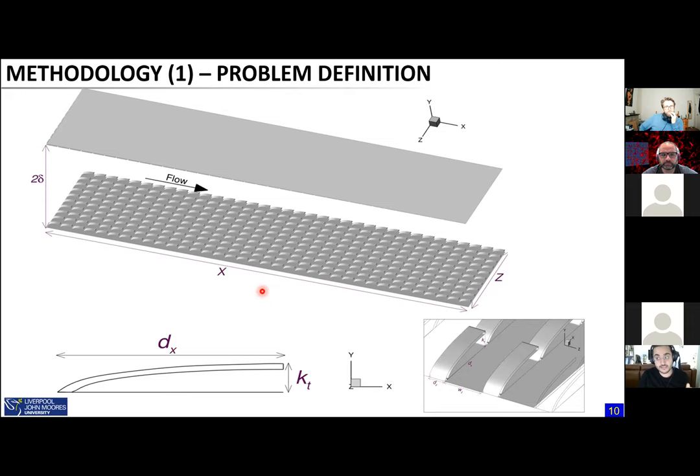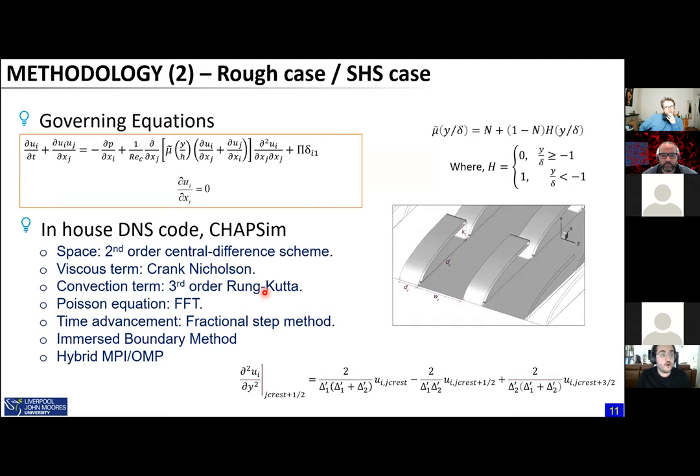For all the presented simulations, the in-house direct numerical simulation code CHAPSIM is used. The governing equation is treated to solve different viscosities above and below the roughness crest. The viscosity mu is considered as a function of wall normal distance, where y is the wall normal distance measured from the crest, and n is the viscosity ratio. The interface between two fluids is considered to be at y over delta equals minus 1.